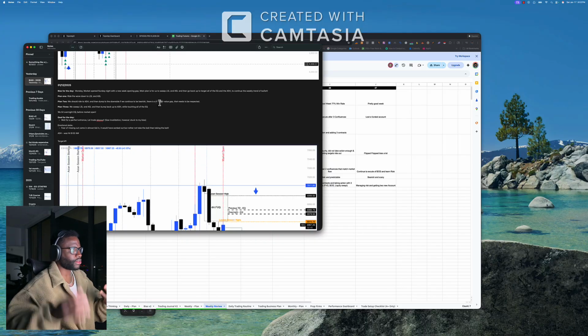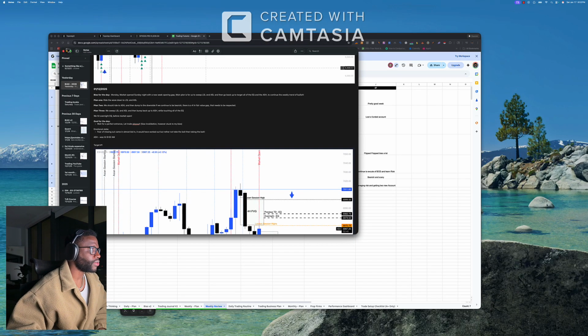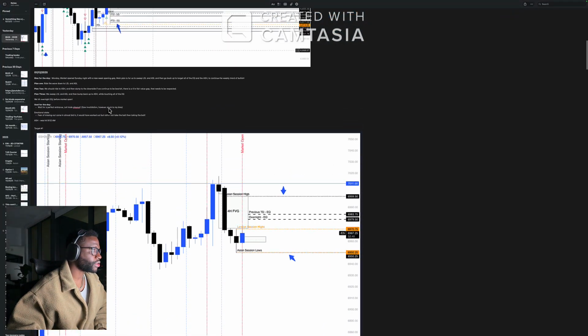And so these are the thought processes that I had, right? Thought one was we should ride Asian session high and then dump to the downside. That was the first one. And then plan three was to sweep London session lows and go back to Asian session high while touching equilibrium, which is what I did here.